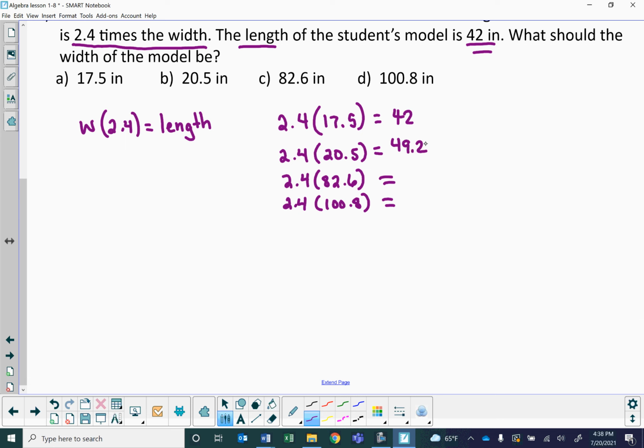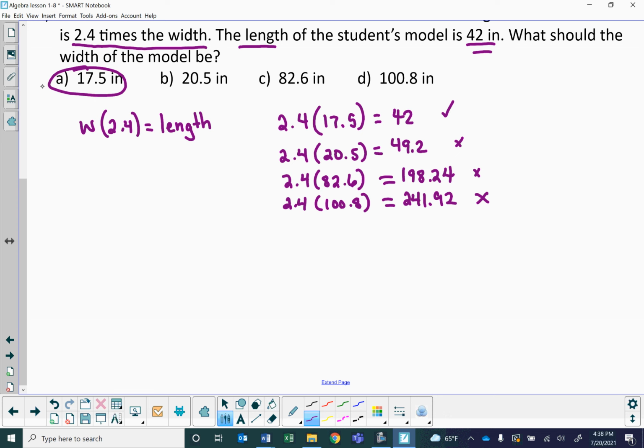2.4 times 82.6 is 198.24. And last but not least, 100.8 times 2.4 is 241.92. So too long, too long, too long, just right, which means our answer is A.